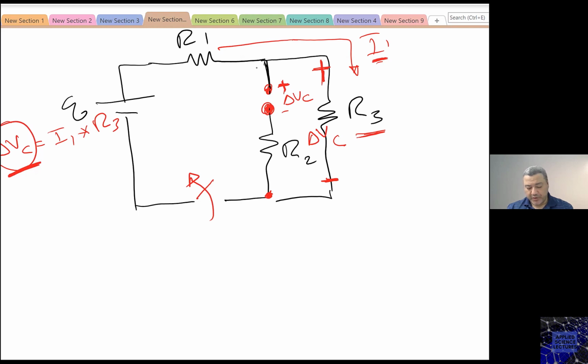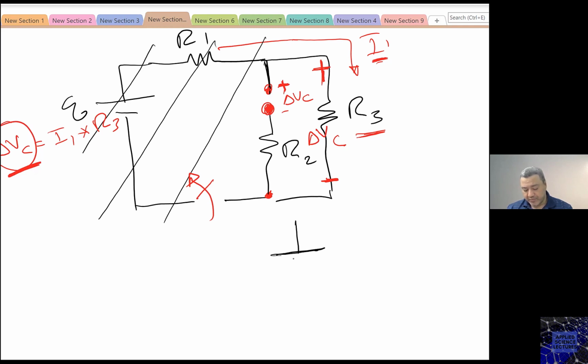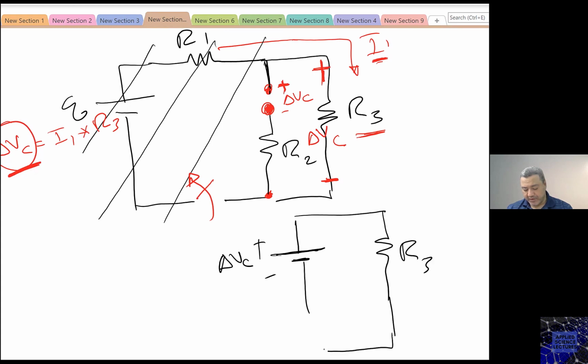Now, since the switch is open, this whole part of the circuit is going to be useless. Why? Because now the circuit is broken. So I need only to focus on here. So look, this is what's going to happen. The capacitor will be replaced by a battery. And this battery now is delta VC. I have a resistor here. And I have a resistor here. R2 and R3. This is now a new circuit.